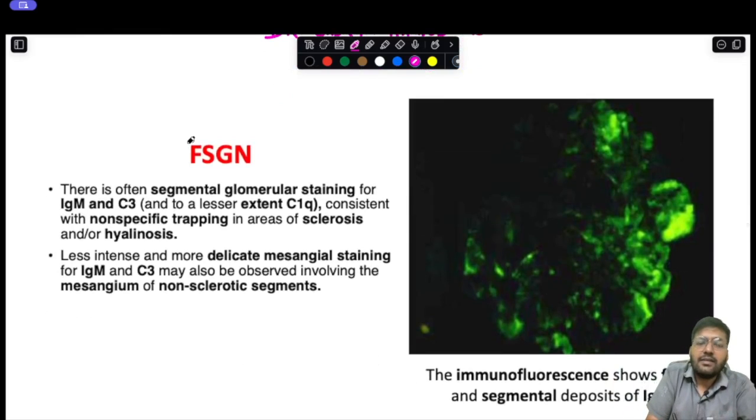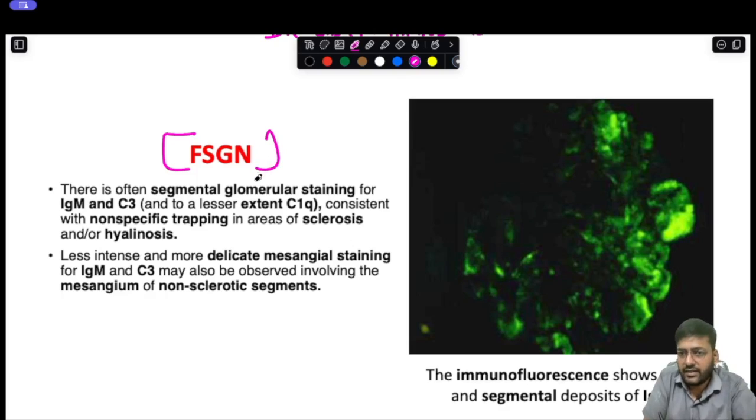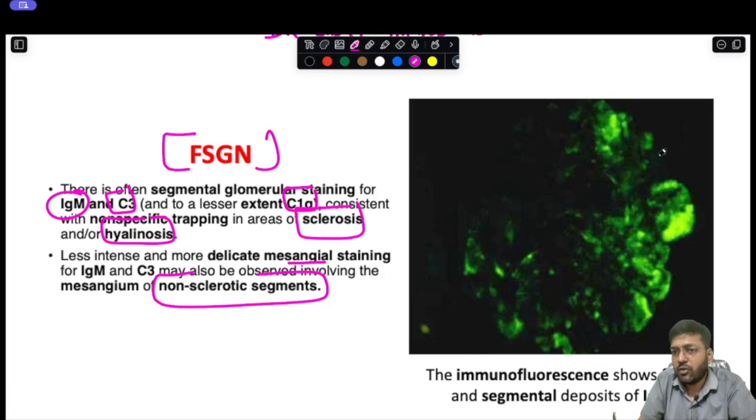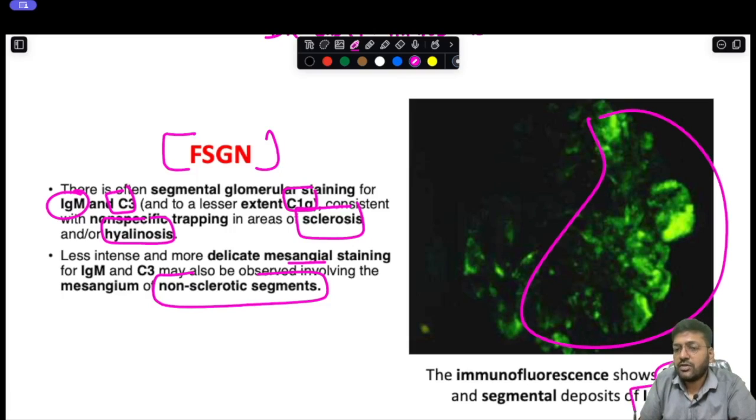Now next we are going to read in detail about FSGN, that is focal segmental glomerulonephritis. You can see focal and segmental. Focal means less than 50% of the total glomeruli show the change. Segmental means less than 50% of each glomerulus shows the change. There is often segmental glomerular staining for IgM as well as C3 and, to a lesser extent, C1q, consistent with non-specific trapping in areas showing sclerosis and/or hyalinosis. Less intense and more delicate mesangial staining for IgM and C3 may also be observed in the mesangium of non-sclerotic segments as well. So in the immunofluorescence, it shows focal and segmental involvement. A particular segment is involved, showing deposits of IgM in focal segmental glomerulonephritis.